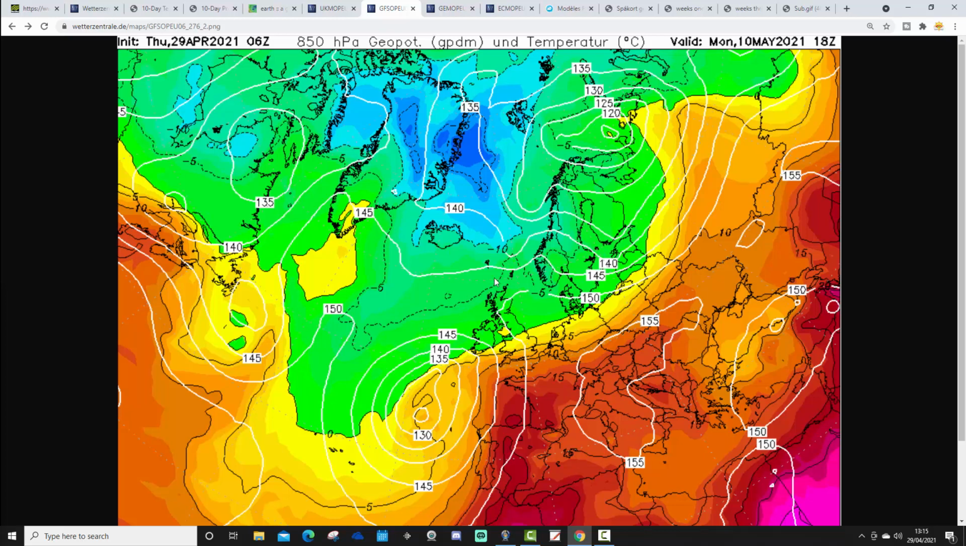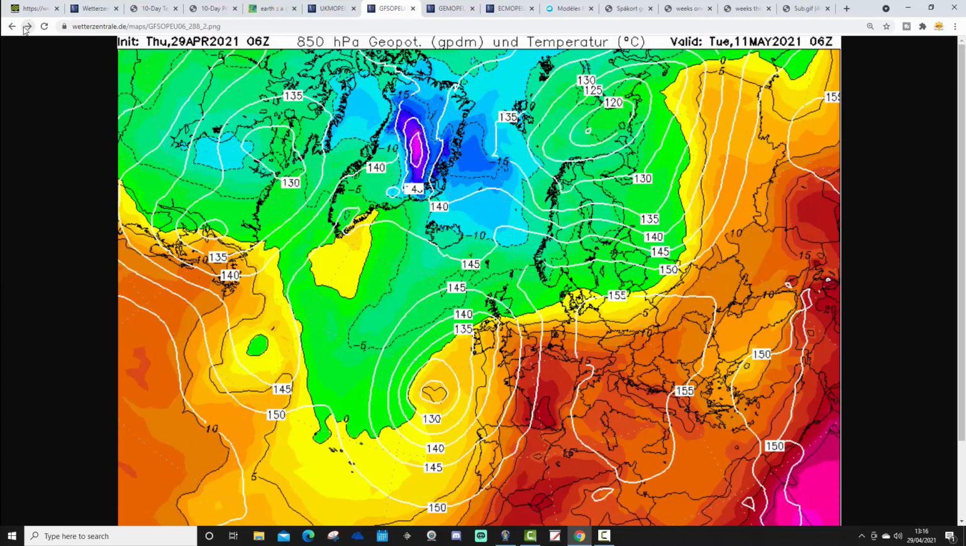So to the northwest of Scotland, you've got the minus 5 Celsius isotherm. Just over northern France, you've got plus 15 Celsius. That is a very big temperature contrast. And so what this is likely to do is just fuel low pressure.